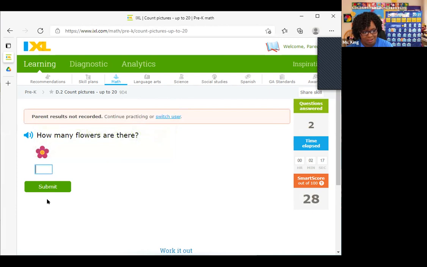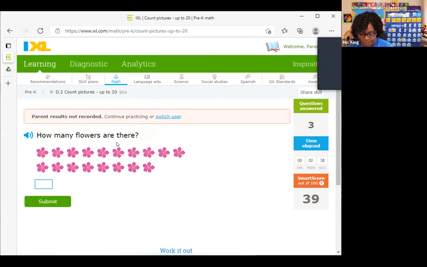Oh boy, how many flowers are there? How many flowers do you see? 1, good job. We have to put a 1 in. The number 1. Good job. How many flowers are there? Are we ready? Let's count them.